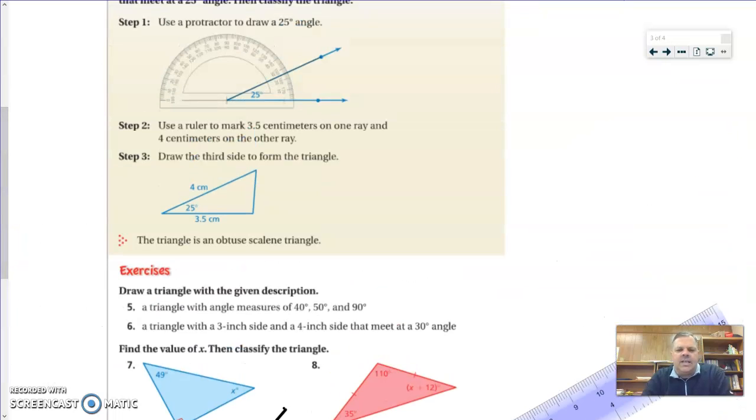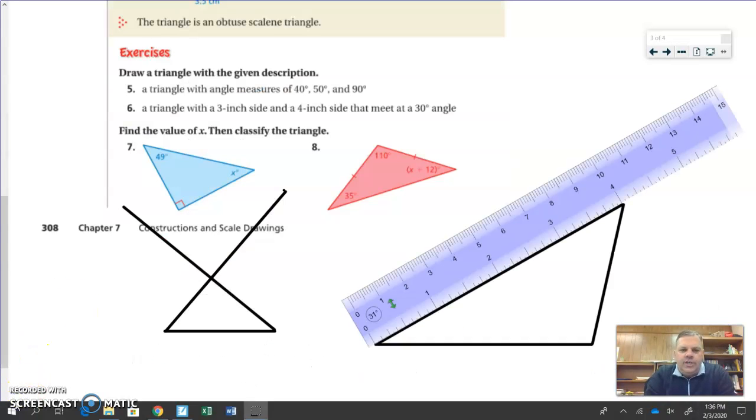I would like for you to please try number 5 and 6. Draw a triangle with angle measures of 40, 50, and 90, and then draw a triangle with a 3-inch side and a 4-inch side that meet with a 30-degree angle. Please try those now.